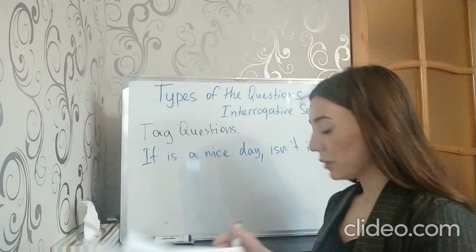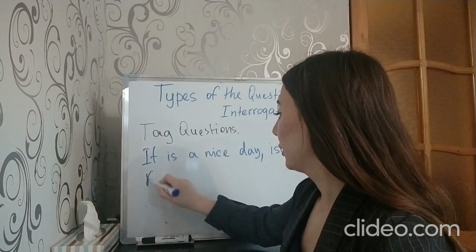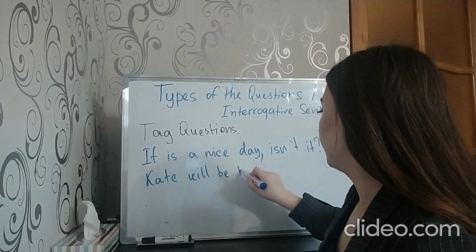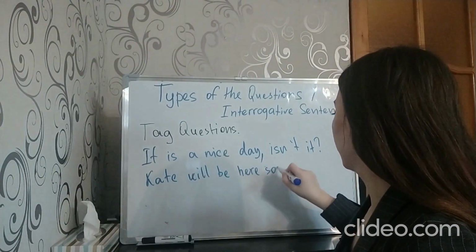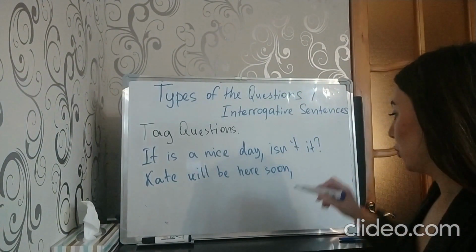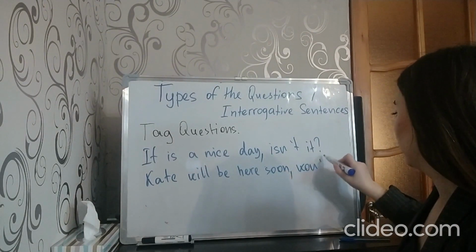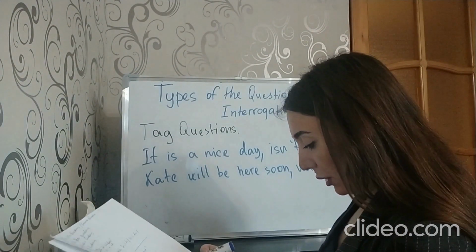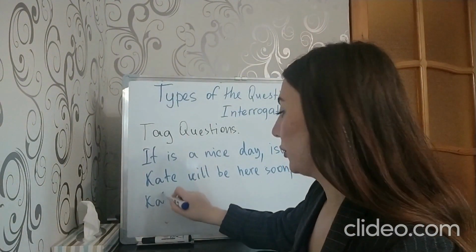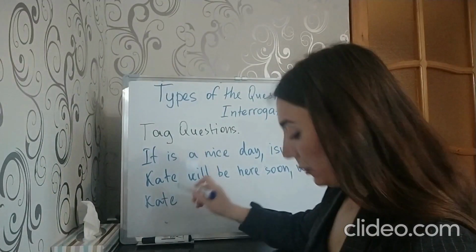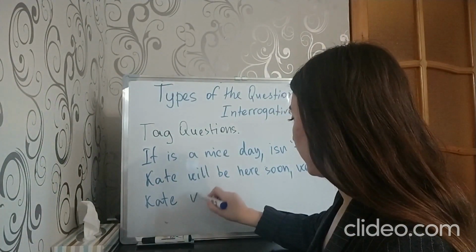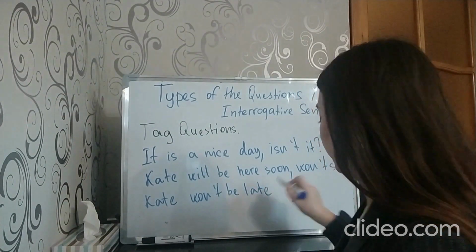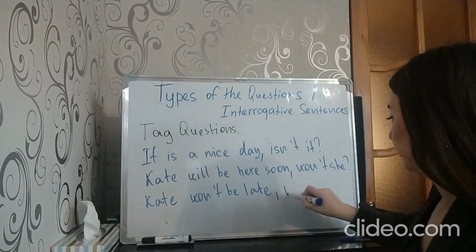Let's see another example. Kate will be here soon, won't she? Another similar example. Kate won't be late, will she?